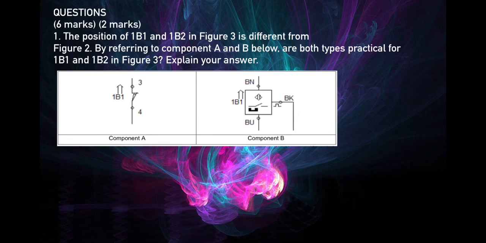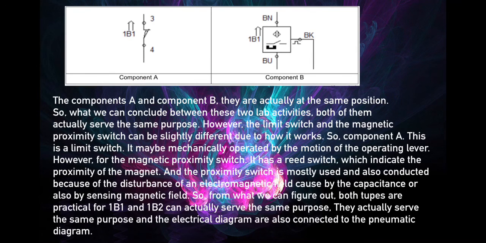Question number 1. The position of 1B1 and 1B2 in figure 3 is different from figure 2. By referring to components A and B below, are both types practical for 1B1 and 1B2 in figure 3? Explain your answer. Components A and B are actually at the same position. So what we can conclude between these two lab activities is that both of them actually serve the same purpose. However, the limit switch and the magnetic proximity switch can be slightly different due to how they work.